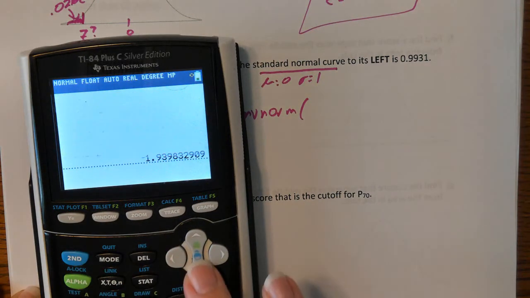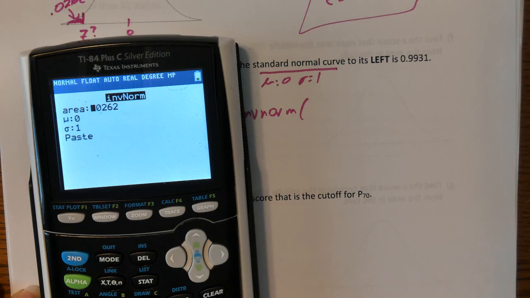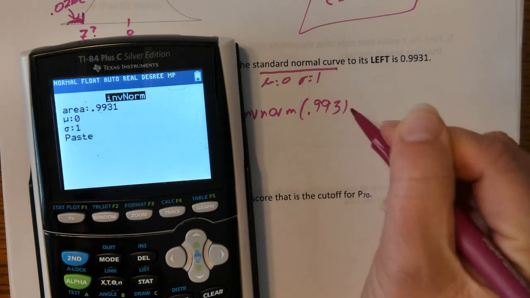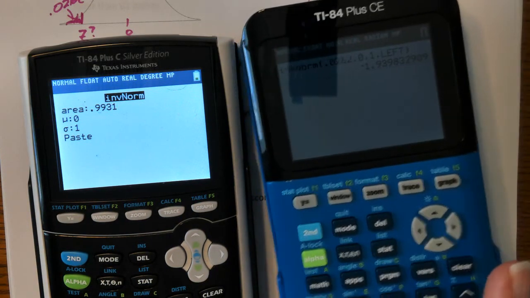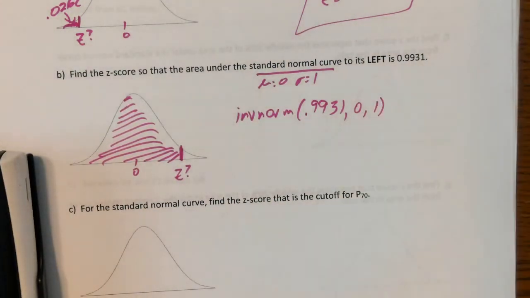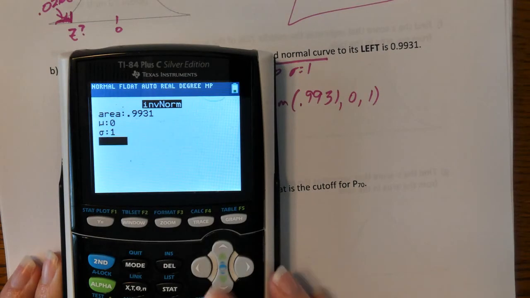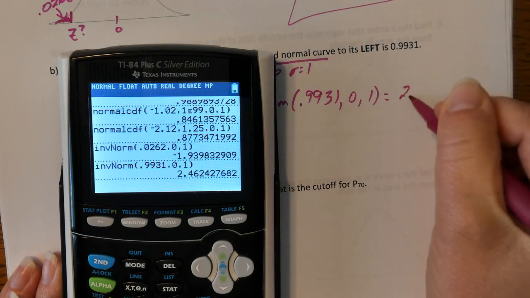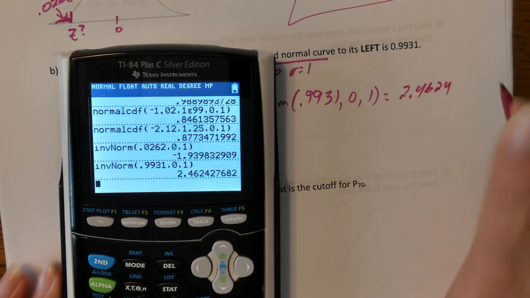So second vars, inverse norm. The area I have is 0.9931. Notice that's the area to the left. If you're using one of the newer calculators, make sure you tell it left. The mean was 0 and the standard deviation is 1. And we get 2.4624, blah, blah, blah.